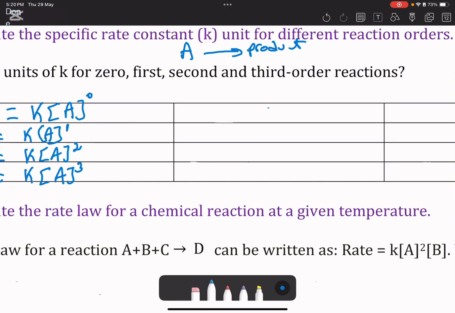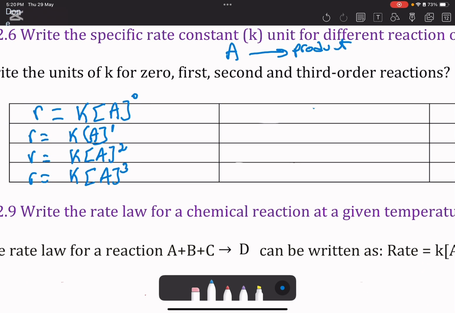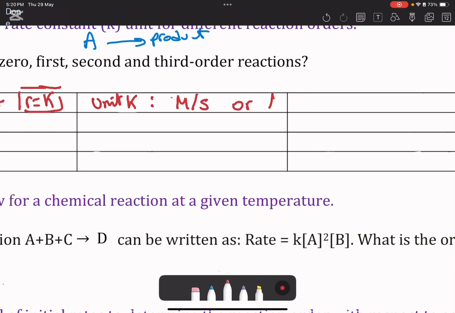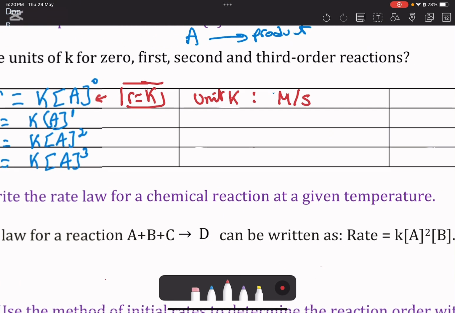Now the unit of K will change depending on the order. I would like to mention here in the 0 order, since it is to the power of 0, it means I can write this rate law as R equal K. And therefore, the unit of K would be the same as the unit of the rate itself. So the unit of K will be molar per second, or simply M s to the minus 1. Note that M is mole per liter. So to make it easy, use the symbol capital M.